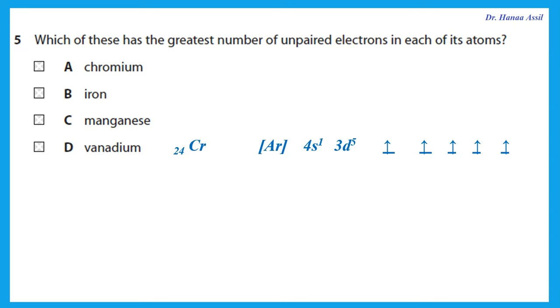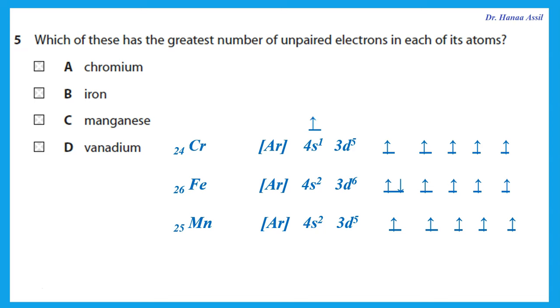But then that means that I have 5 unpaired electrons in the 3d plus 1 unpaired electron also in the 4s, so chromium has a total of 6 unpaired electrons. If we look at iron, we have only 4. If we look at manganese, we have 5. And if we look at vanadium, we have only 3 unpaired electrons. So the one that has the greatest number of unpaired electrons is chromium.